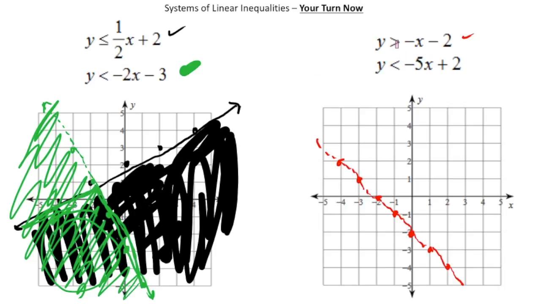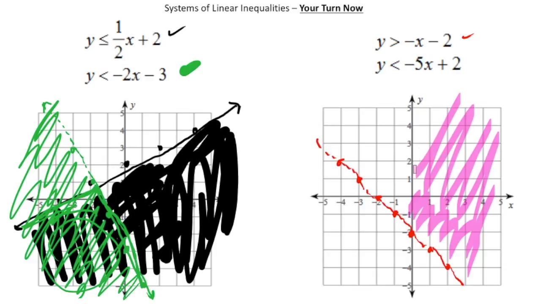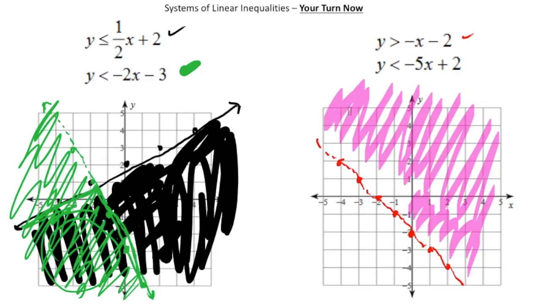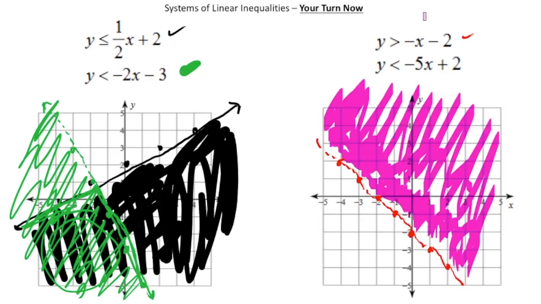So again, there's the y-intercept, so we're going up from there. So it's going to be this side of the graph, just like that. All right, every single value until you touch the line. Okay, then it's not a solution. Now, the next one we have is y is less than -5x plus 2.